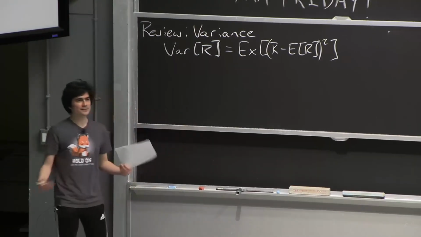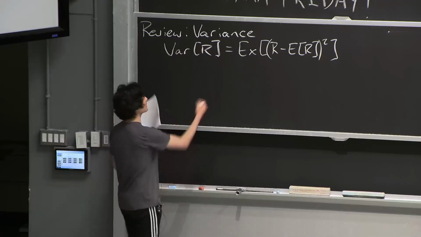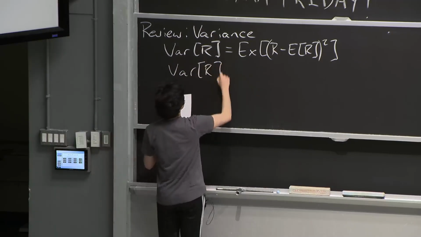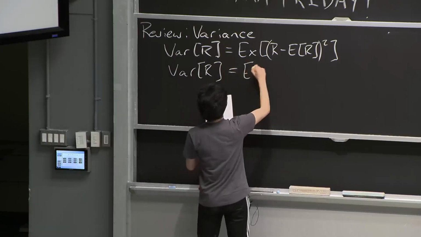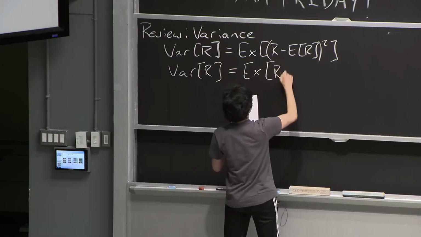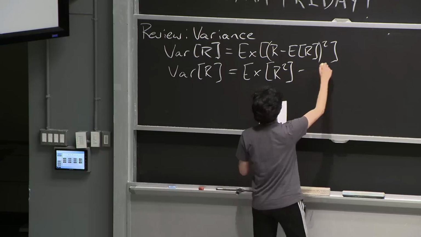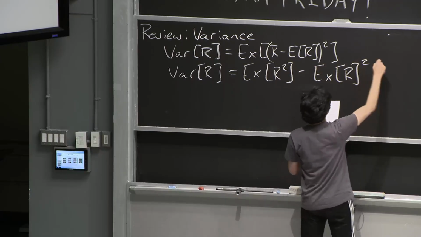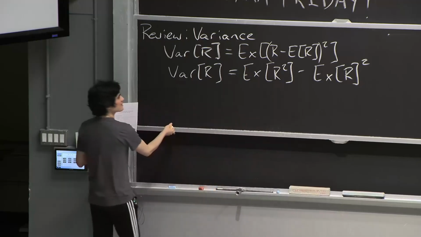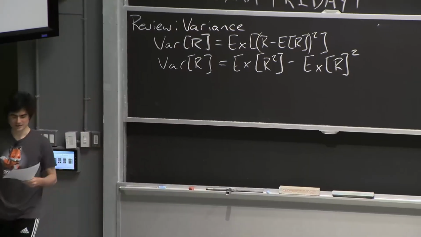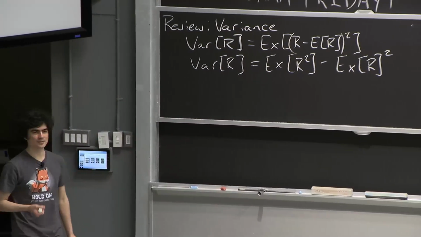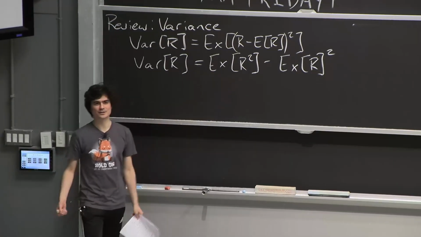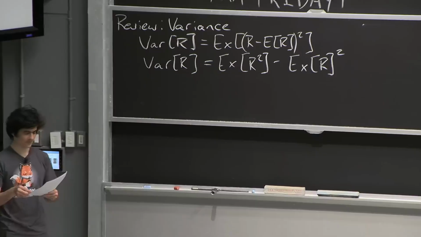Another, not a definition, but another useful formula, an equivalent formulation of this, is that the variance of R is also equal to the expectation of R squared minus the square of the expectation of R. Okay. So not the definition, but it's equivalent, and I think in recitation perhaps you proved this. This formula is a particularly useful one for what we're going to be doing today.